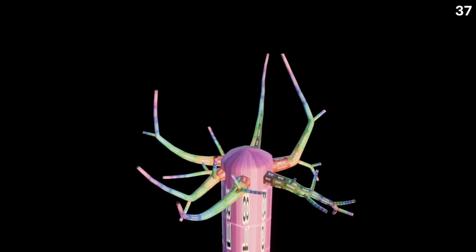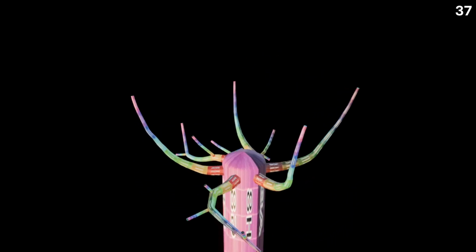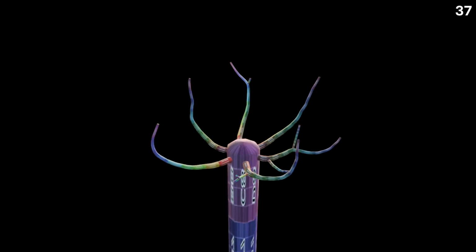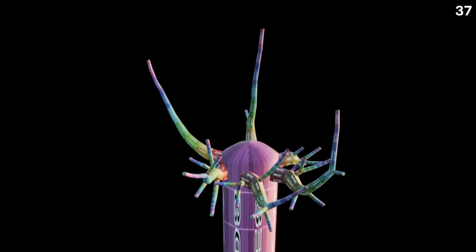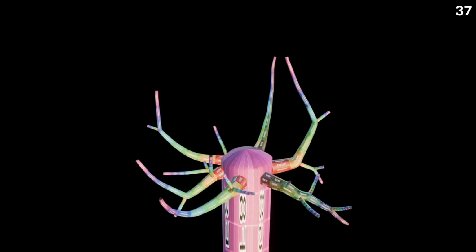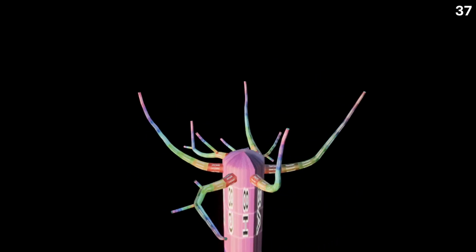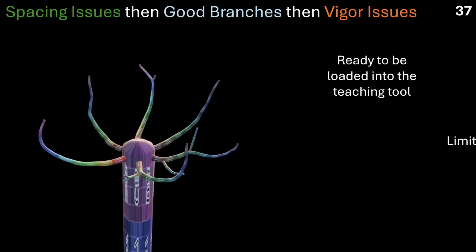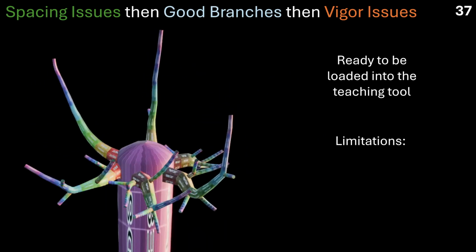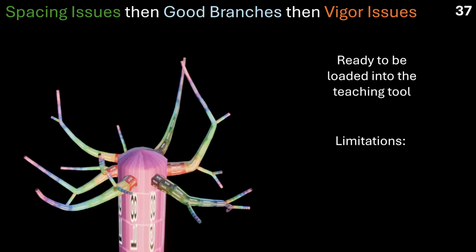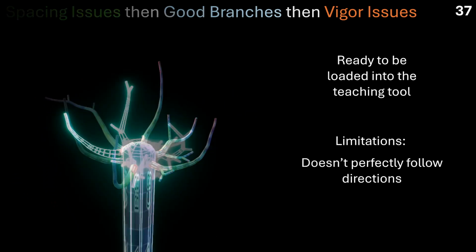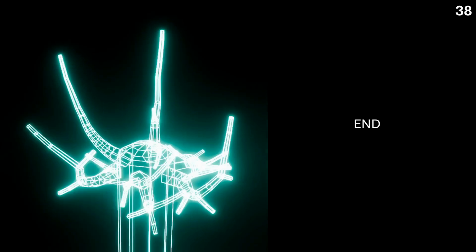And here's the result. What variables are set at the beginning can be configured, and so I have set those at the beginning of this GIF such that they create spacing issues, and at the end they create vigor issues. And yeah, so it's ready to be loaded in the teaching tool. There is one limitation with this thing, is that it doesn't perfectly follow directions. That's all. Thank you.